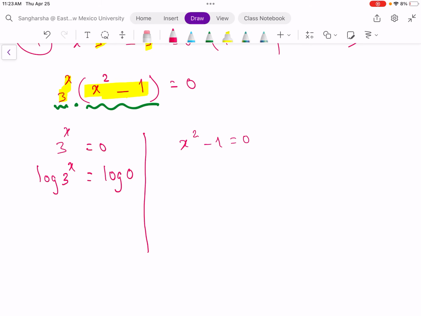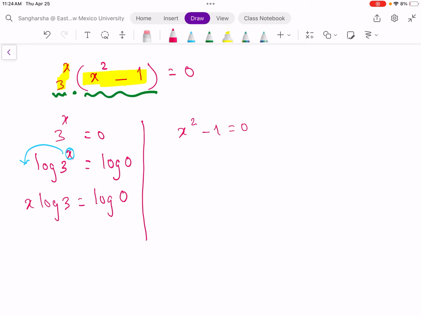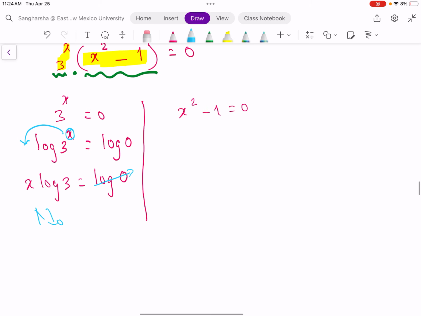We have this exponent x, so it comes in front. So we have x times log of 3 equals, now do we know what is log of 0? Is it defined? What is the domain for our log function? It has to be greater than 0, right? It means this number is undefined. If it is undefined, can we solve this equation? No, it means no solution. From this equation, we don't have a solution, because log of 0 is undefined, so we can't solve this equation.